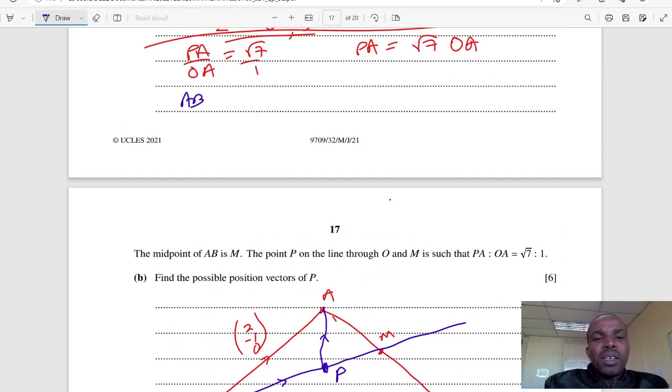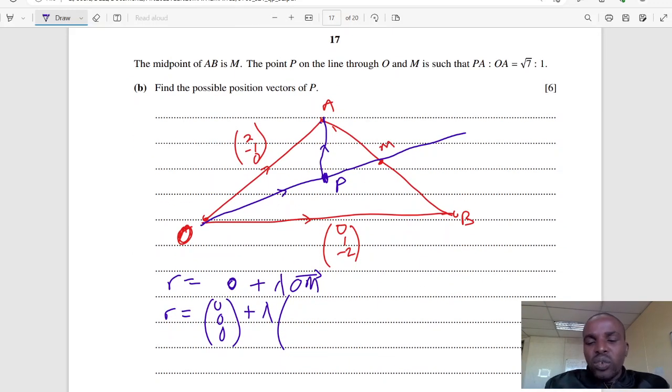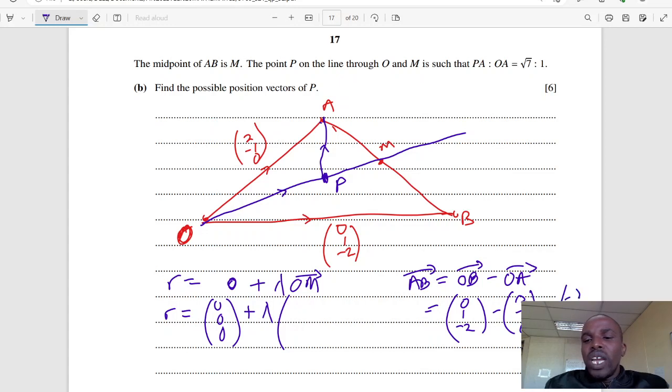So AB equals B minus A, that is OB minus OA. And this thing must appear even down here; that was the first thing you have to do. So AB equals OB minus OA, which is (0, 1, minus 2) minus (2, minus 1, 0). This gives you (minus 2, 2, minus 2).